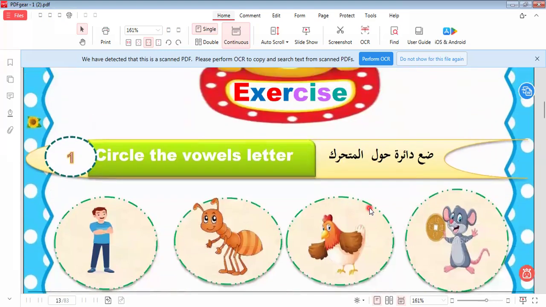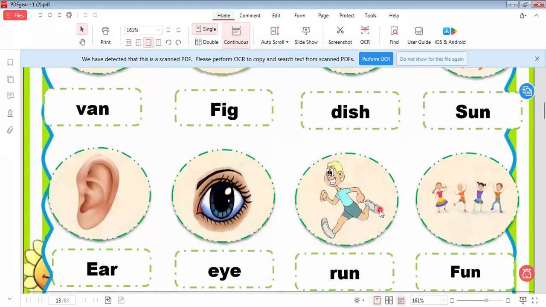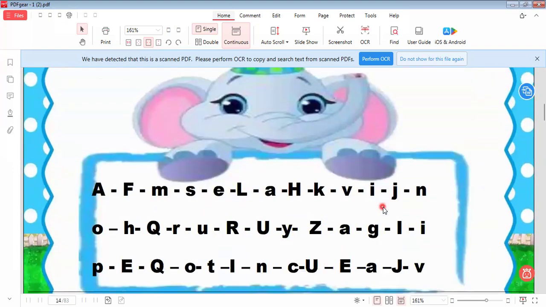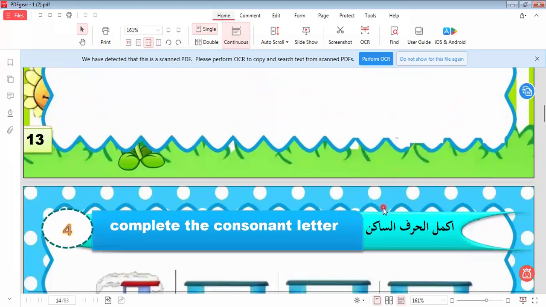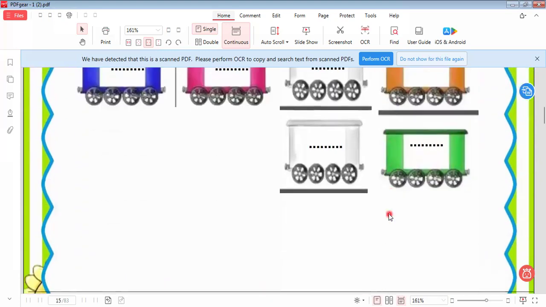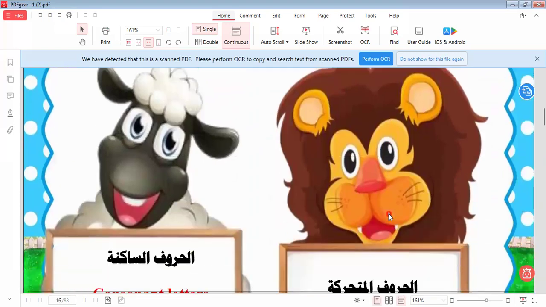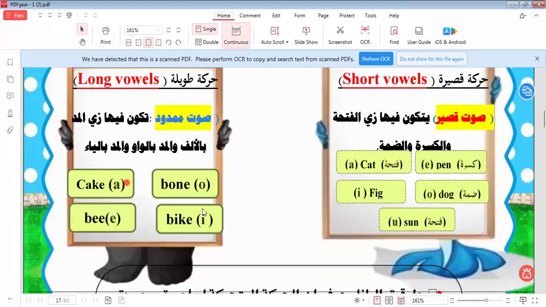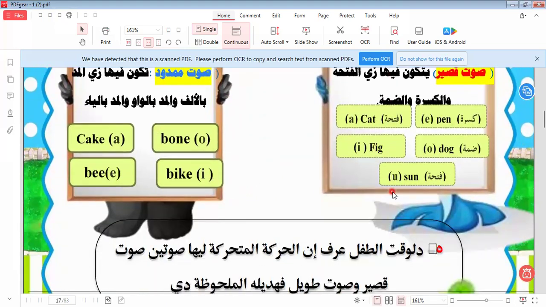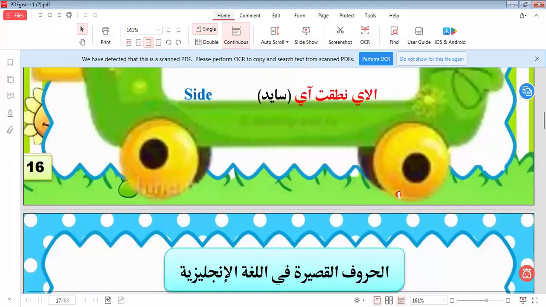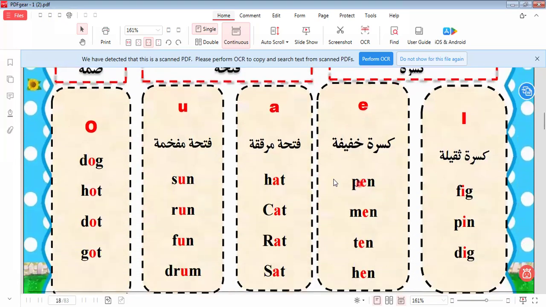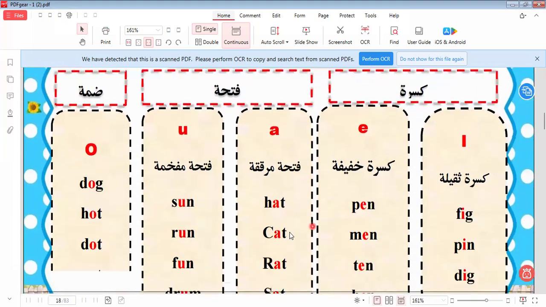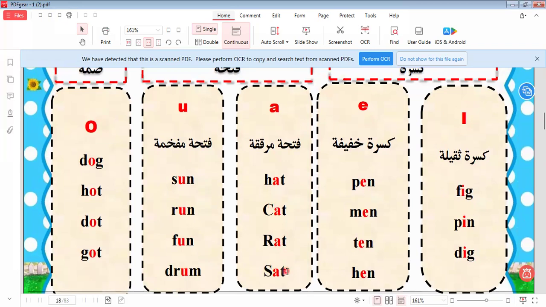So I will start with the small sound with letters. I select one of them, and I would like you to learn with me this short vowel. Okay. So I would like to start with short vowel. Today we will start with short vowel A. So let's repeat short vowel A. Here is hat, cat, rat, sat.